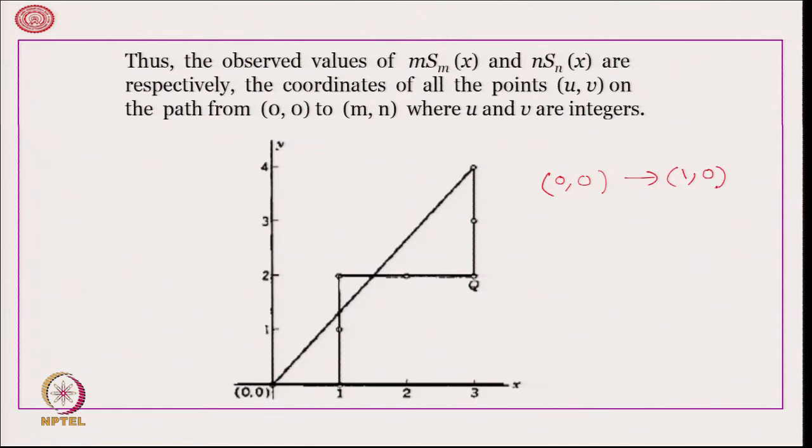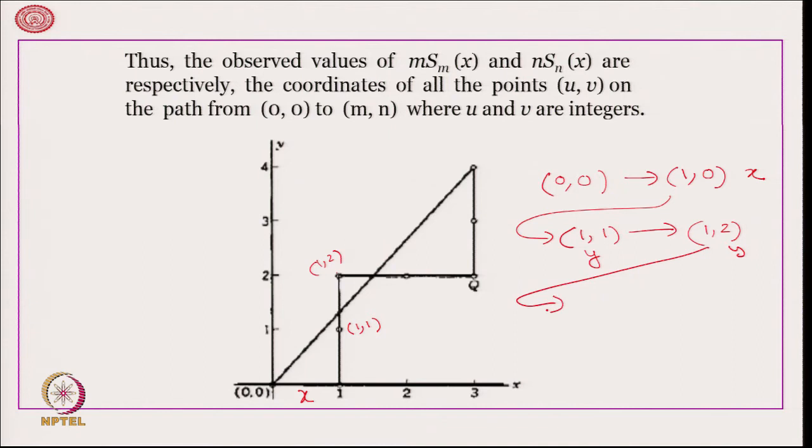Therefore, the first observation was an x. From 1 0 we go to 1 1, because that observation was a y. From 1 1 we go to 1 2, because we got a y.